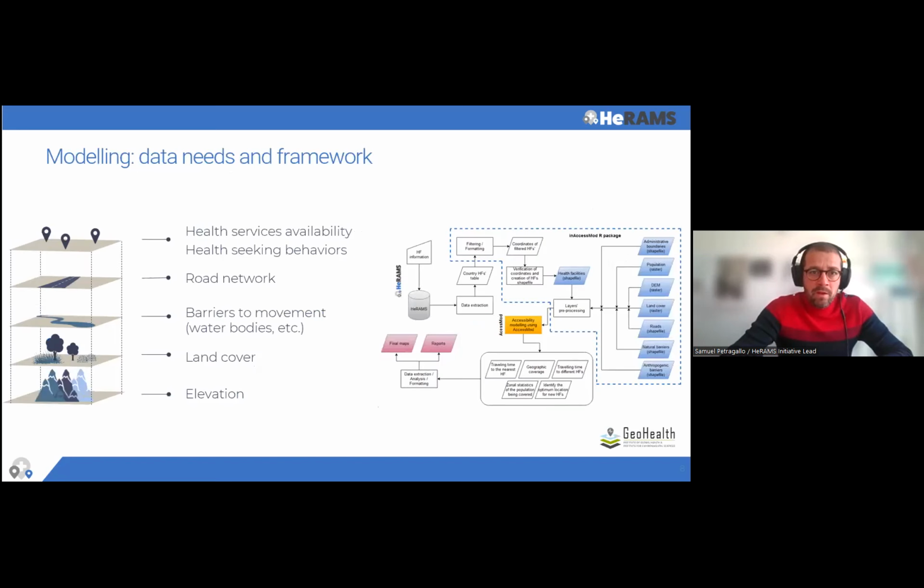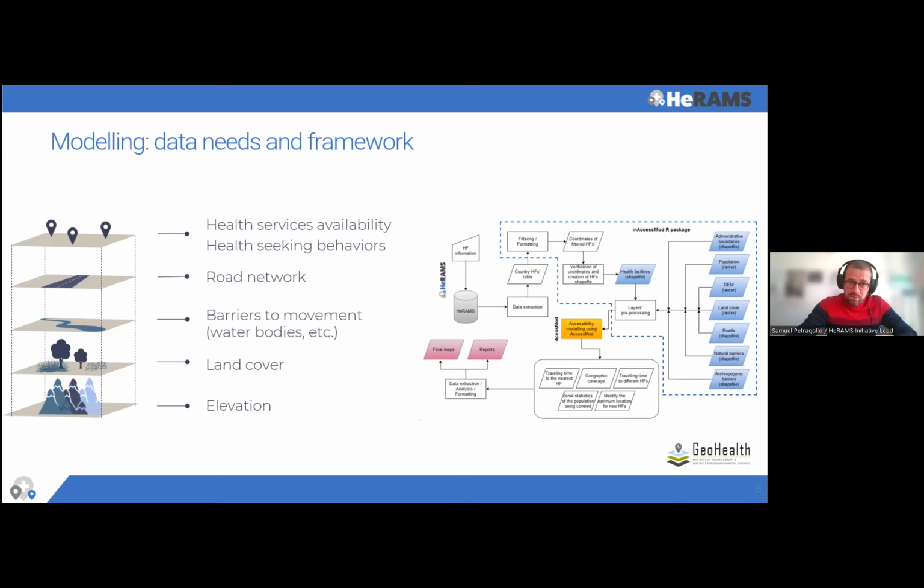There's additional data that is needed on top of HIRAMS to run that modeling, obviously. Data related to the geography of the area, elevation, land cover, barriers to movement like water bodies and road networks. And then there's the component that HIRAMS may bring in terms of health service availability, to which we still need to add the health-seeking behaviors. How are people actually accessing the services?